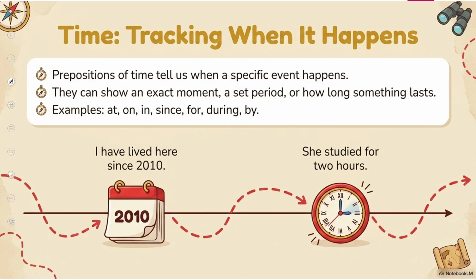Then we have preposition of time. It tells us when a specific event happens. We have examples: at, on, in, since, for, during, by. All these are preposition of time examples. Let's see first example. I have lived here since 2010. And the second example is she studied for 2 hours.